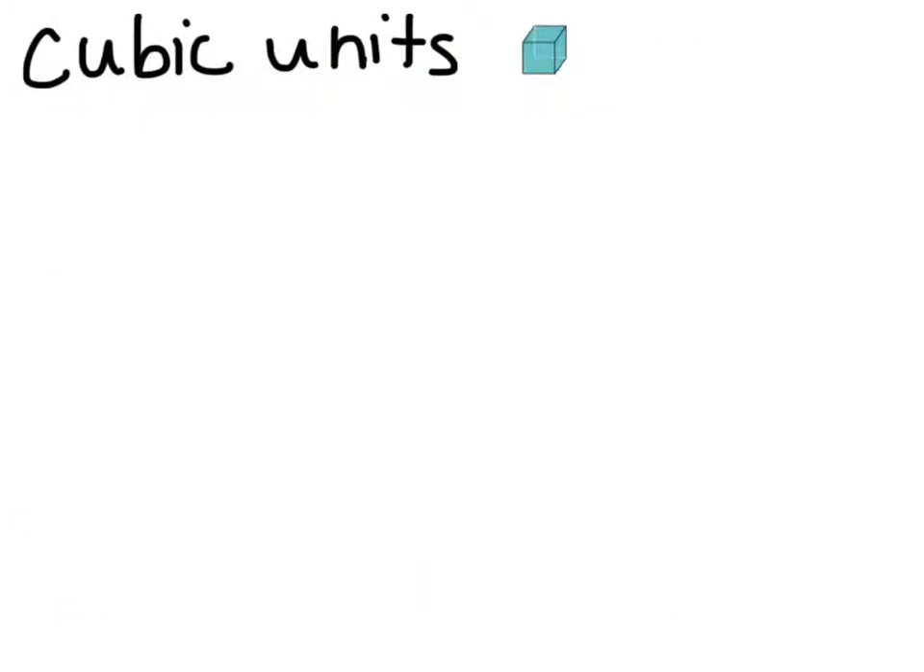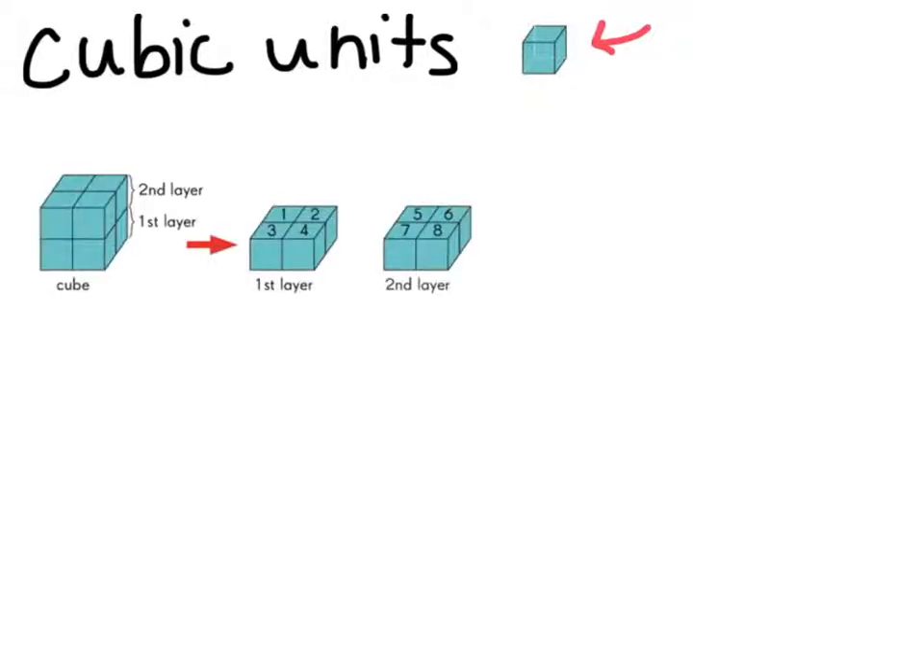Let's use cubic units to find the volumes of cubes and rectangular prisms. The volume of a cube or a rectangular prism is simply the number of cubic units needed to make it. This cute little guy is a cube unit. We've created a larger cube out of the cube units.